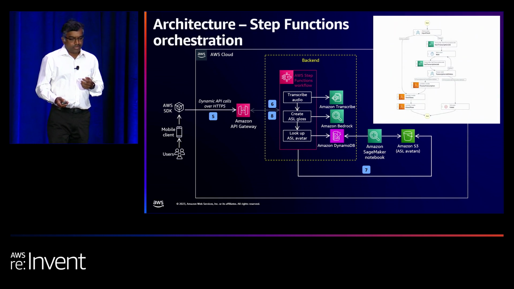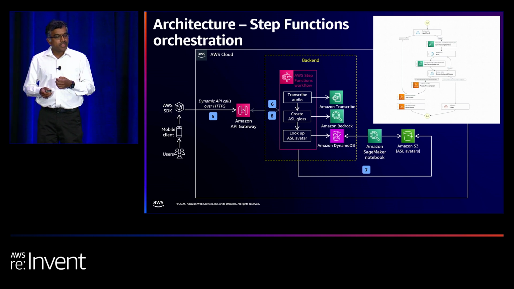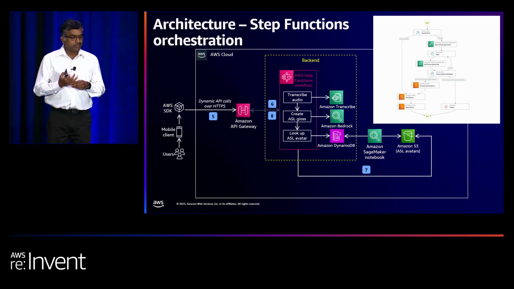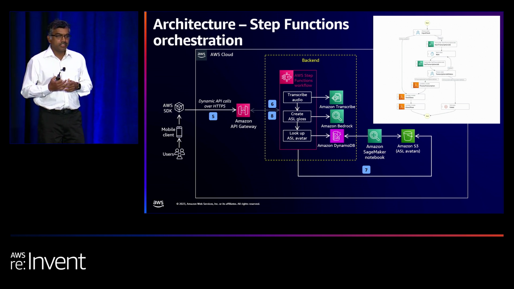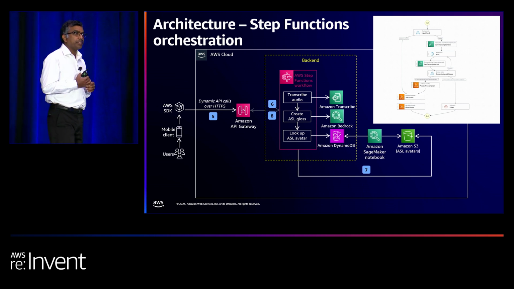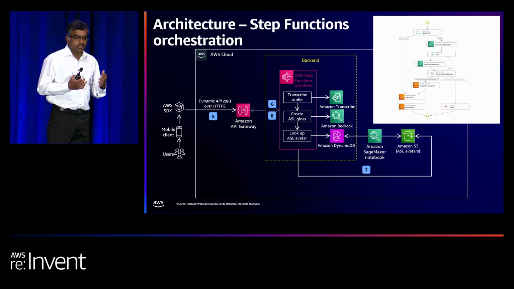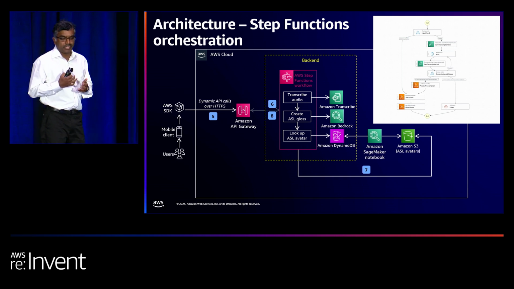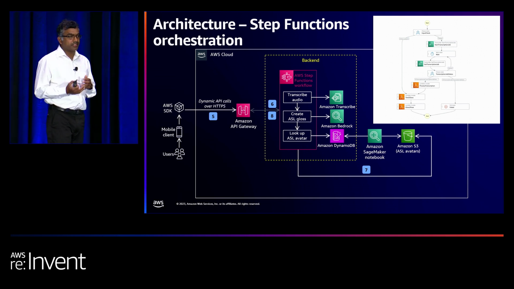So let's look at what is inside the step function. The step function has 3 steps, like outlined in the high-level solution. The first step is transcribe audio. It has to convert the input audio file into English text. That is done through the Amazon Transcribe service.